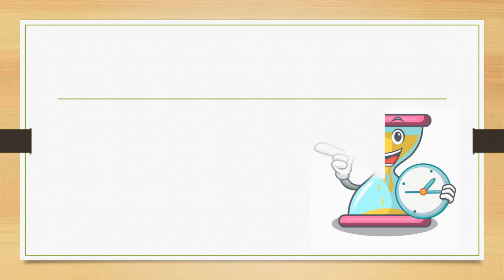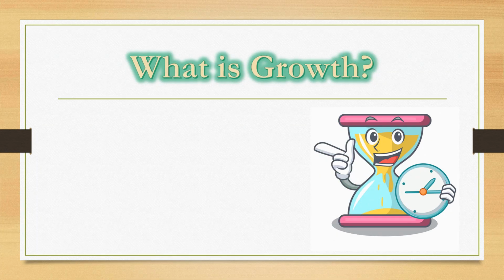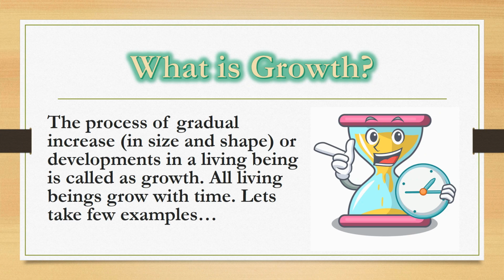In our previous tutorial, we also learned about growth. What is growth? The process of gradual increase in size and shape or the development in a living being is called growth. All living beings grow with time. Growth is a gradual process that occurs in all the living beings.